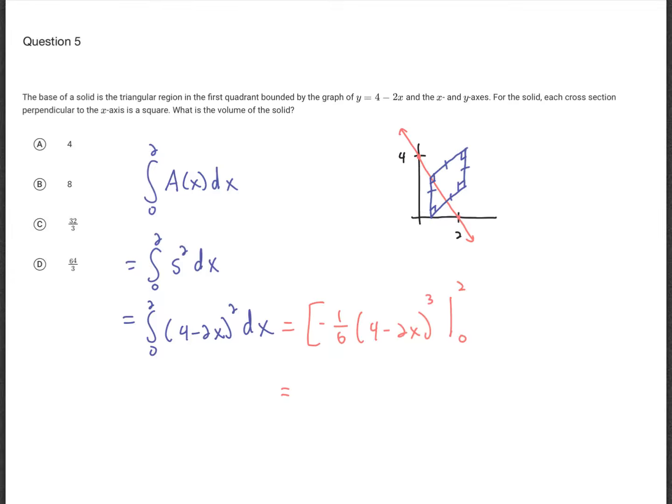Plug in 2. You get 0. Wow, okay. So you get 0 minus, plug in 0, you get 4 cubed, which is 64. So this is -64/6, which is positive 64/6, because these two negatives make a positive, and that'll be 32/3. And that's answer choice C.